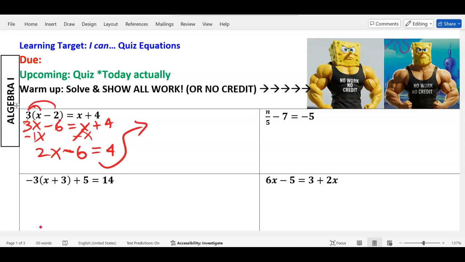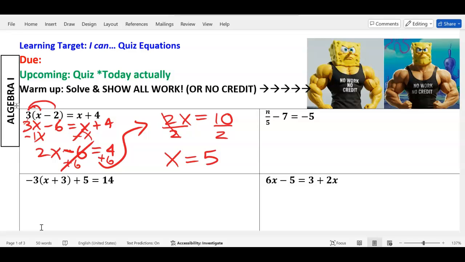Okay, next step, to get rid of a minus 6, we add 6 to both sides. And we get 2x equals 4 plus 6 is 10. And last step, to get rid of a coefficient, the number in front, we always divide by that exact number on both sides. X equals 10 divided by 2 is 5.